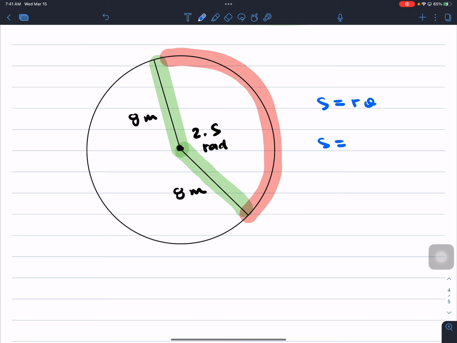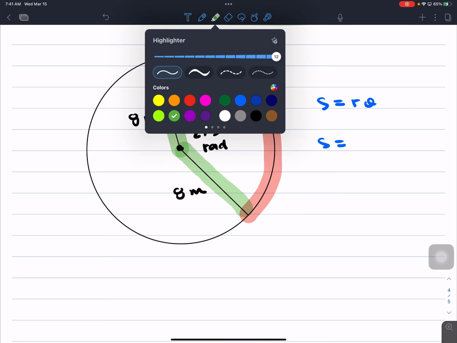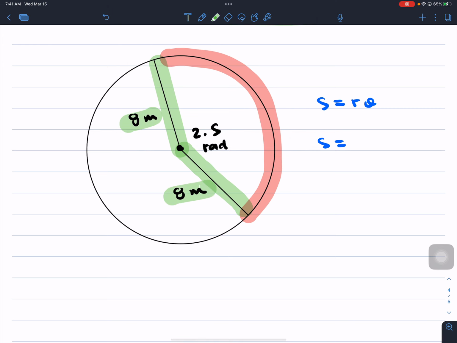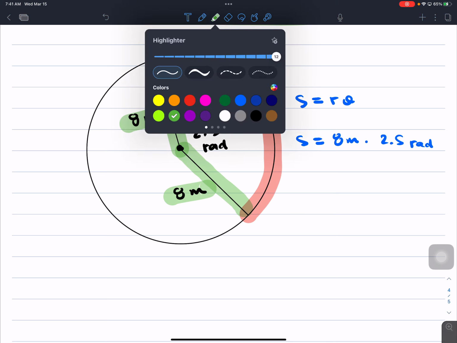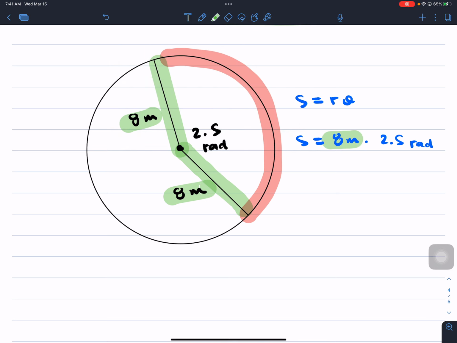S is r theta. What's r? R is what? 8 meters. What's your angle theta? 2.5, is that right? 2.5 what? Radians. Eight meters. What's the radian measure? 2.5 radians.